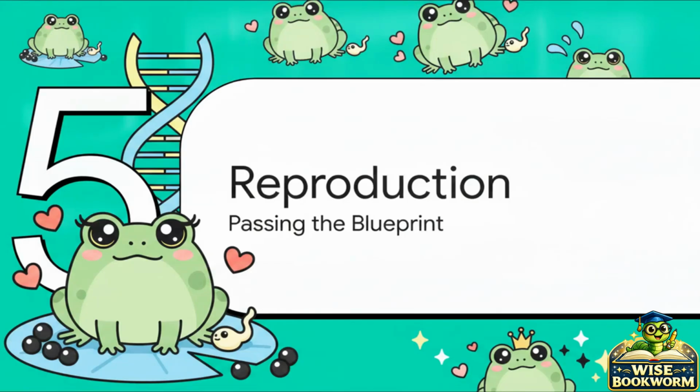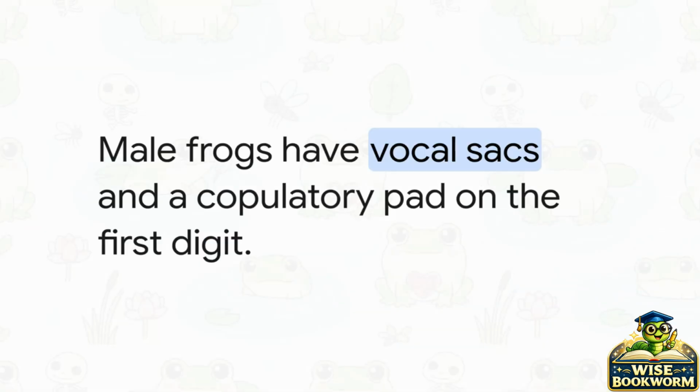Section 5. Reproduction and life cycle. Passing on the blueprint. At the end of the day, the ultimate goal of any biological machine is to ensure the blueprint survives by passing it on to the next generation.